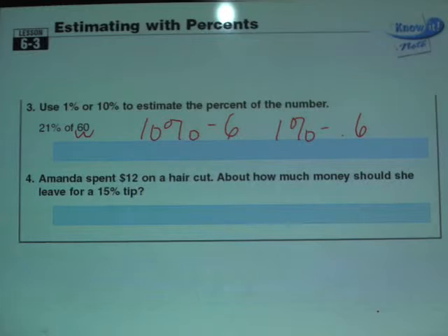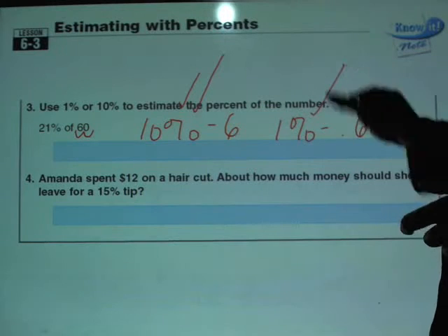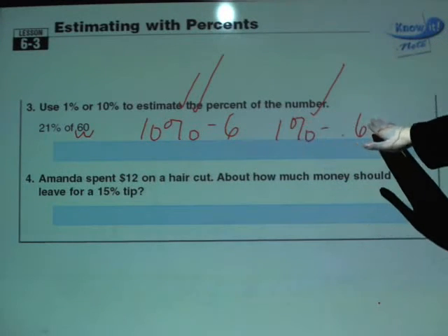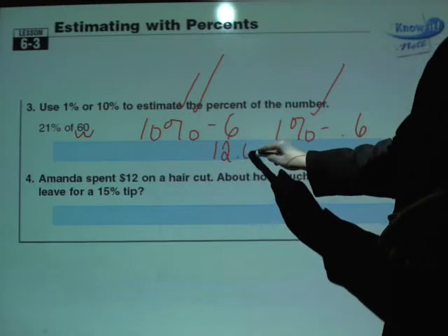So I'm finding 21% here. So that's going to be 10% twice, and then 1%. So 6 and 6 gives me 12, plus a 0.6 is 12.6.